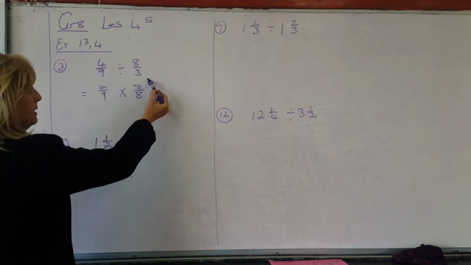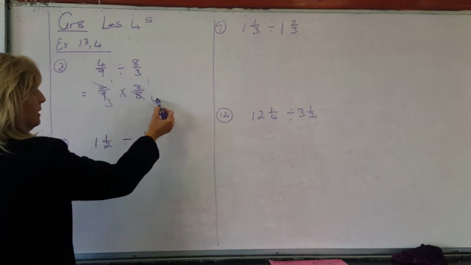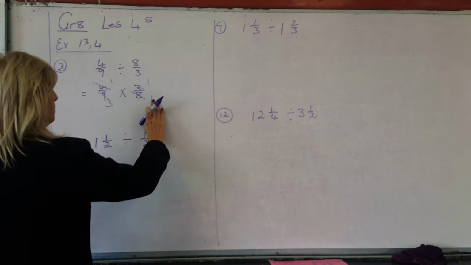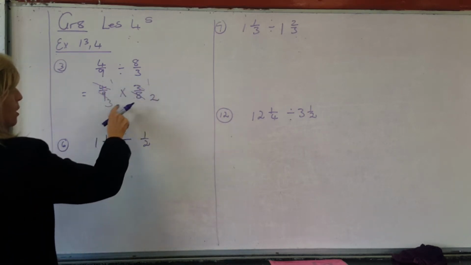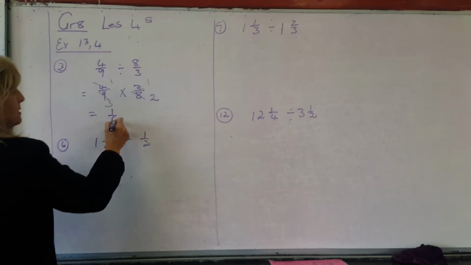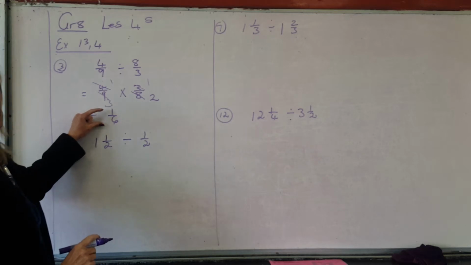en jy kan dit makliker gemaak het as jy van die begin af gesê het, maar 3 gaan in 1 keer en 3 gaan in 3 keer. 4 gaan homself in 1 keer, 4 goes into 8. Oh, not 4 times, 2 times. So that you are left with 1 times 1 is 1 over 3 times 2 is 6. Now, 12/72 is also 1 over 6.